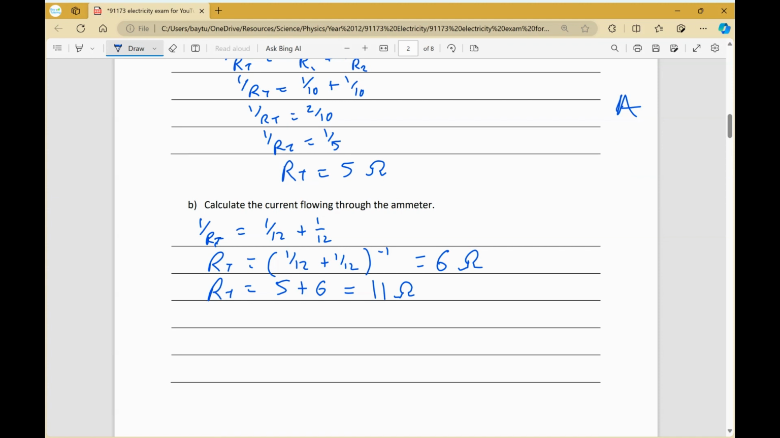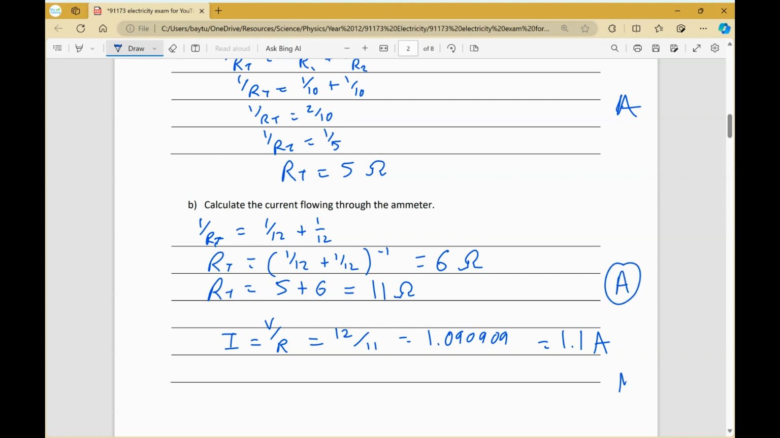So now we know that, we can calculate the current flowing through the circuit, therefore through the ammeter. So we do voltage, which is 12 volts, divided by resistance, which is 11, which comes out at 1.09009, which I think we will just round to two significant figures to match the information we were given. So that will be 1.1 amps. And that is the answer. So this is a merit question. You get achieved for working out the total resistance in the circuit.